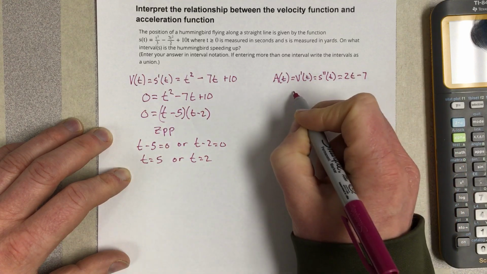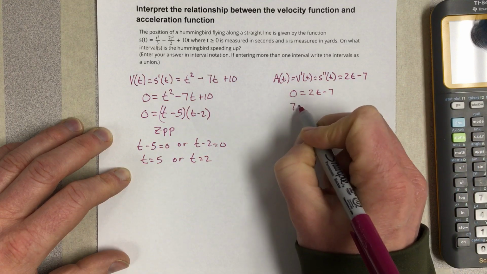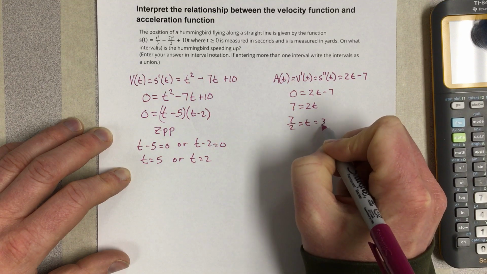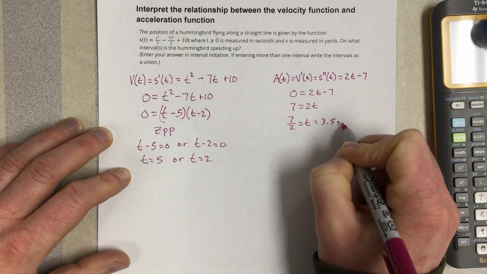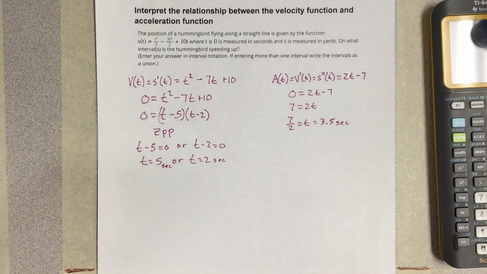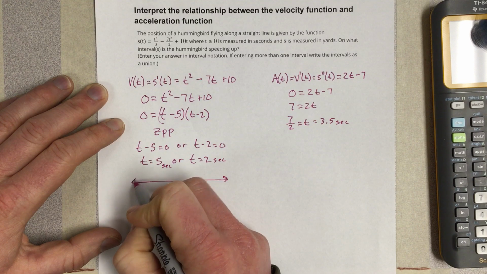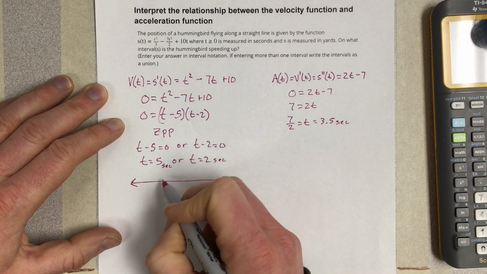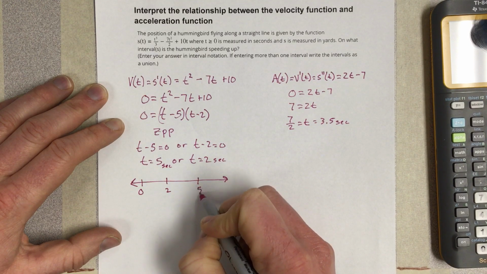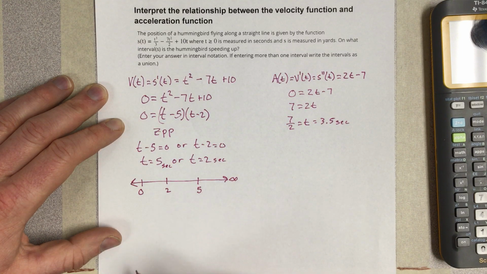Let's do the same thing for acceleration. I say 0 equals 2t minus 7. Add the 7 over, I get 7 equals 2t. Divide by 2, I get 7 over 2 is t, which would be 3.5. So 3.5 seconds, 2 seconds, and 5 seconds. Now I'm going to draw the number line here. And I want to see, starting at 0 seconds, is my velocity positive or negative in these different areas? So I'm looking between 0 and 2, 2 and 5, and 5 to infinity.